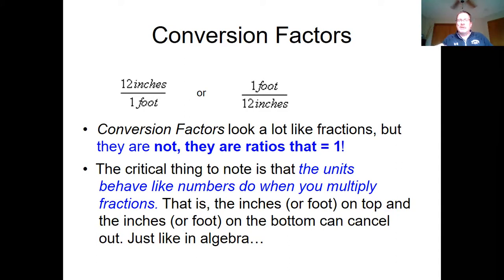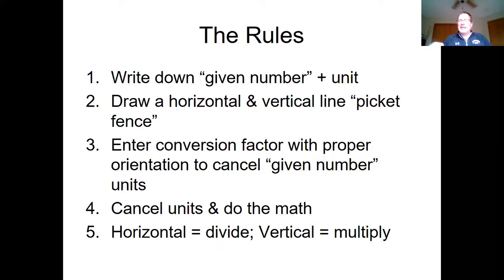Critical thing to note is that the units behave like numbers do when you multiply fractions. That is, inches or feet on the top, inches or feet on the bottom. They cancel out just like in algebra. This is why the setup gets you to the right answer before you even do the math. So here are our rules. Write down the given number plus its unit. Draw horizontal and vertical lines. That's why they call it the picket fence. Enter the conversion factor with the proper orientation to cancel out the given units and only leave the units that you want. And then do the math.